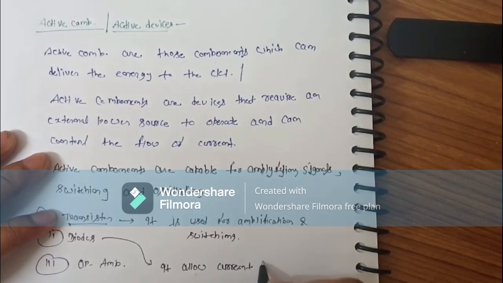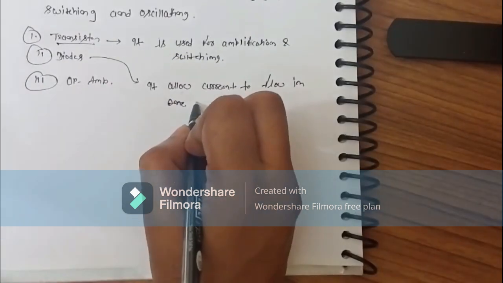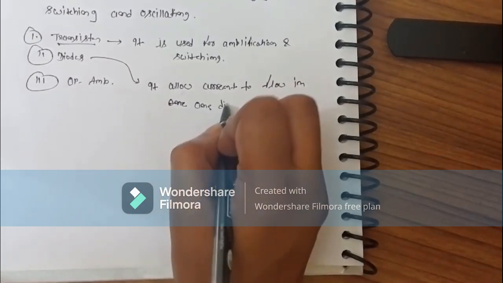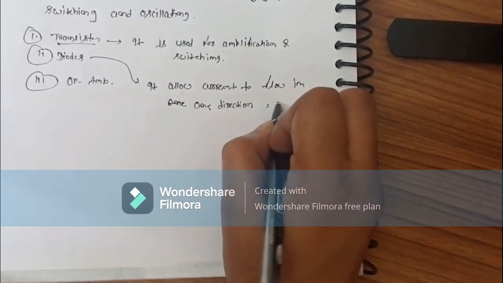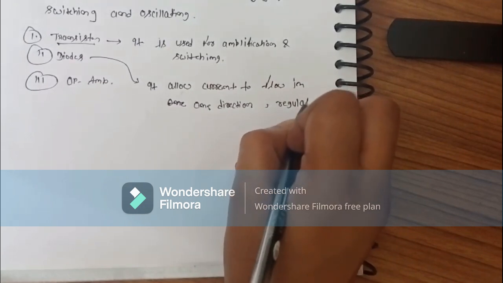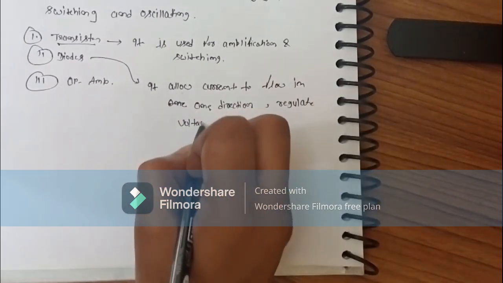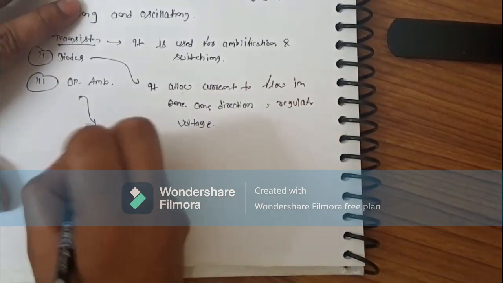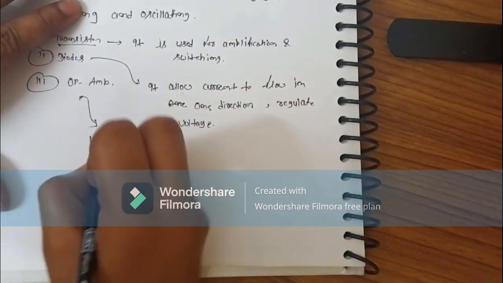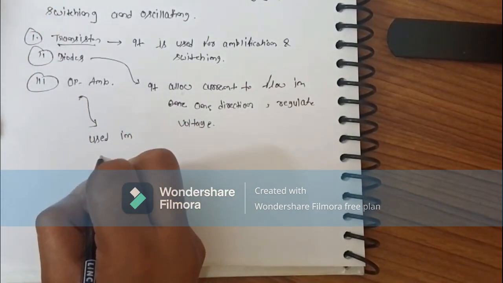Diodes allow current to flow in one direction and regulate the voltage. And third one is the operational amplifier. It is used in signal processing and amplification.